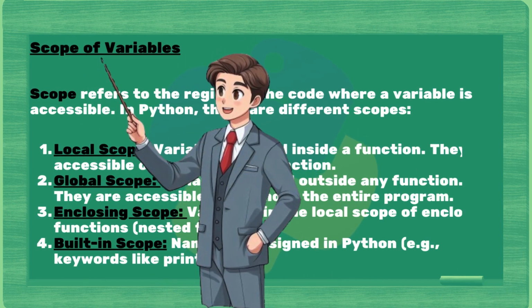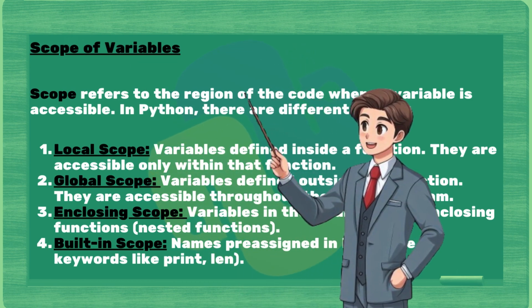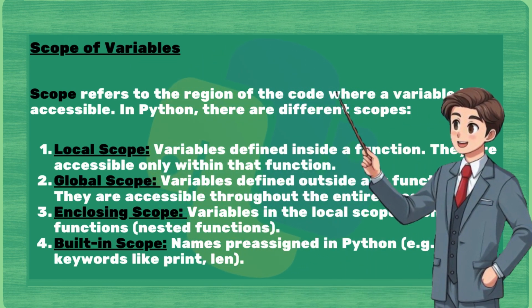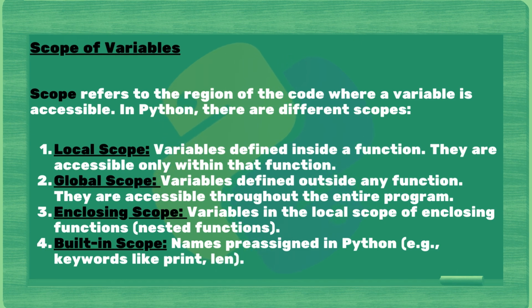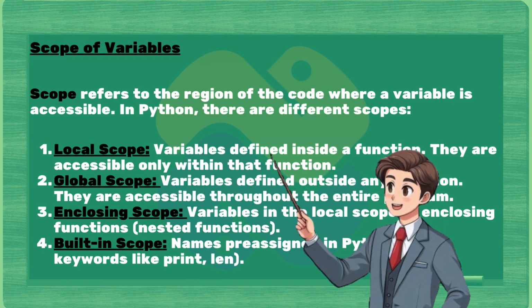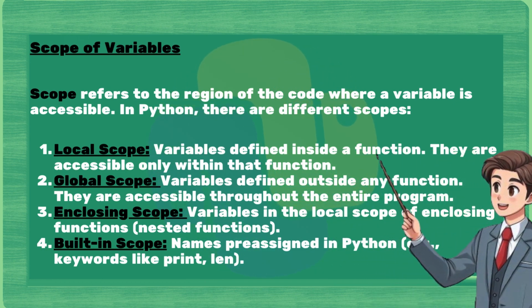Scope of variables. Scope refers to the region of the code where a variable is accessible. In Python, there are different scopes. Local scope: variables defined inside a function. They are accessible only within that function.